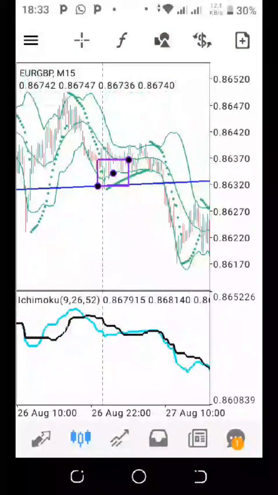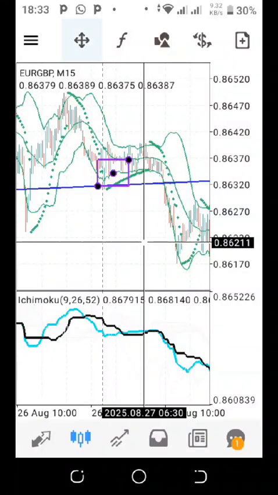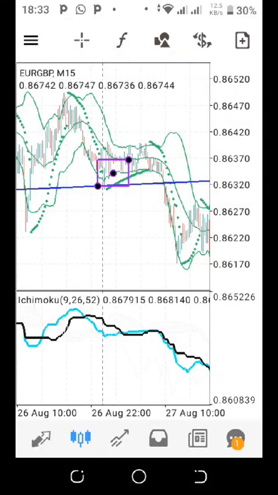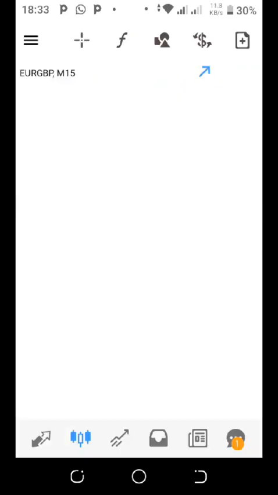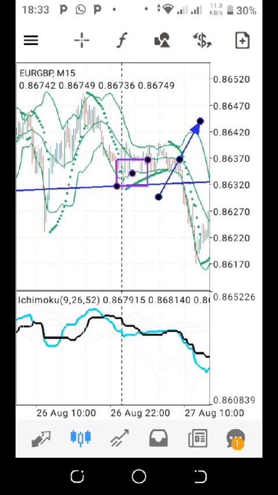Okay. So this is 27 August, around here. You see where it happened. Here. You see where the pullback happened. Then you can enter from here. So that is it. It's very simple.